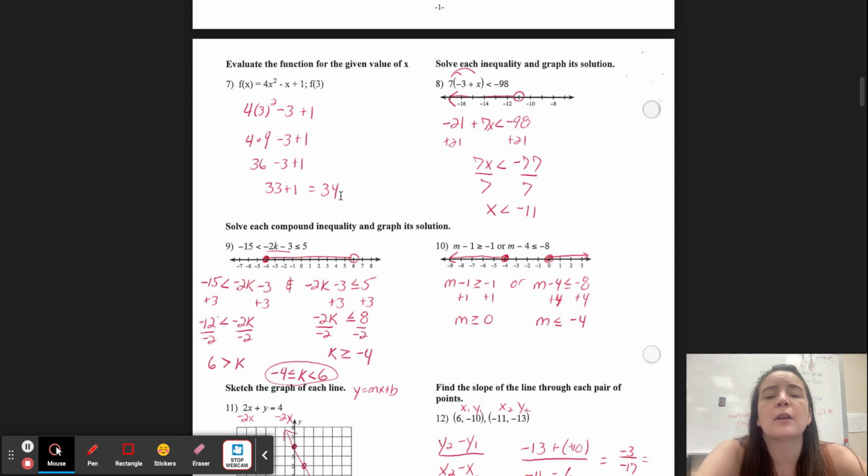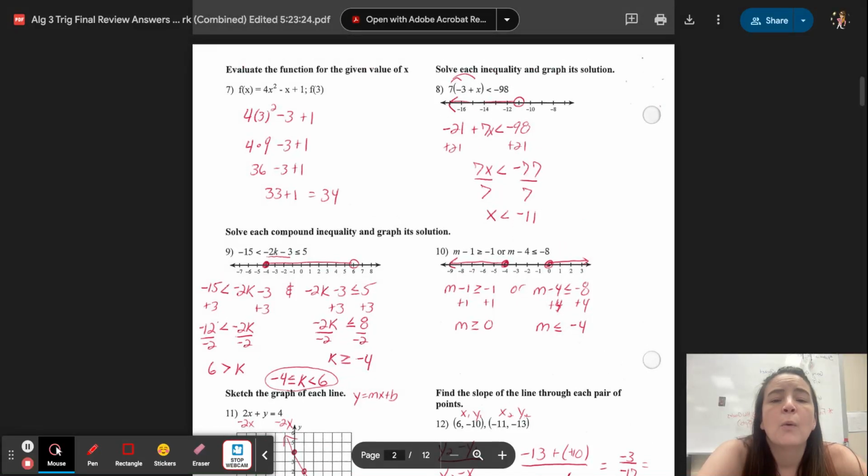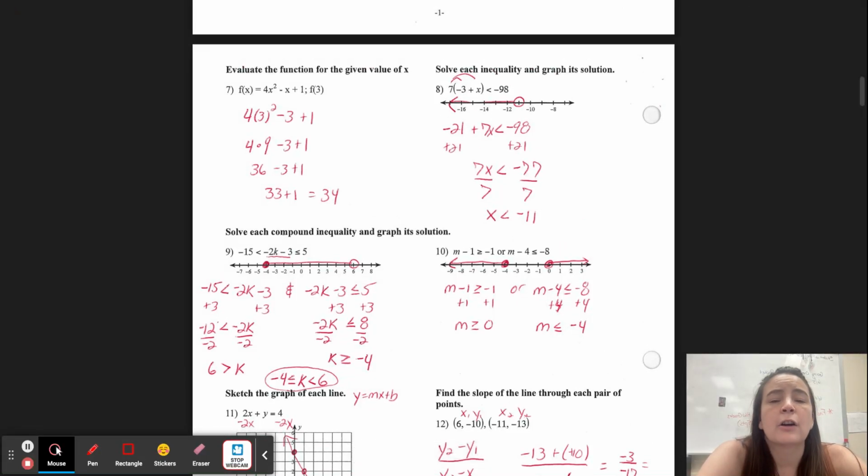So I end up with 34. For number 8, it's an inequality. With inequalities, you solve like they are equalities, but if you multiply or divide by a negative to both sides, the one doing the work, you flip the sign.